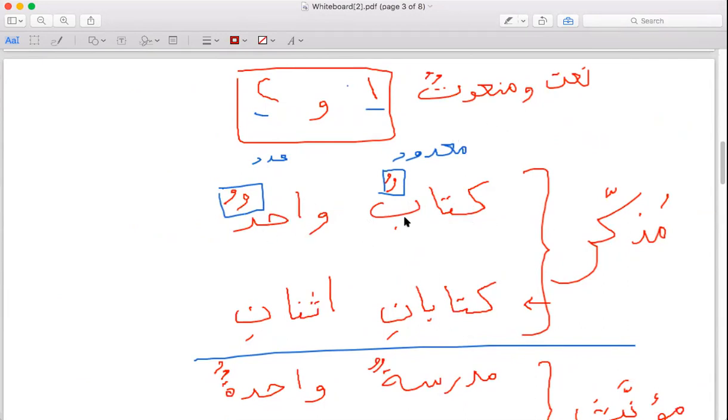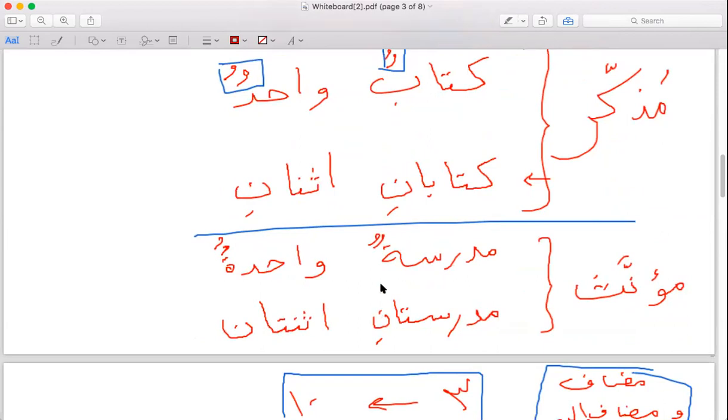Since kitabun is mudhakkar, then the number wahidun will also be mudhakkar. Kitabani is still mudhakkar, it's just in dual form. So ithnani is going to be the na'at of it. And we also said that even if you didn't say ithnani, it wouldn't matter, because the alif and noon on kitabani reflects dual anyway. Kitabani means two books.